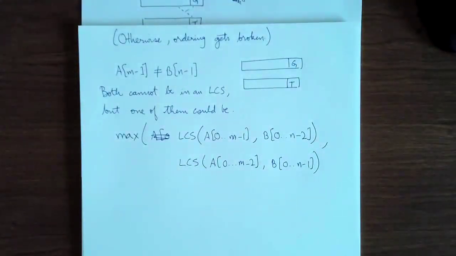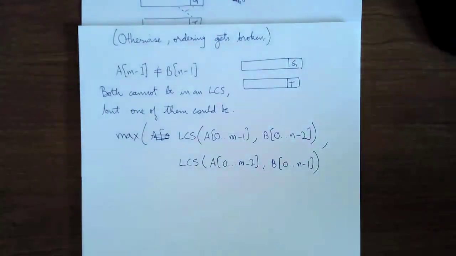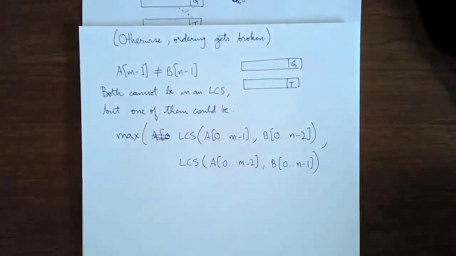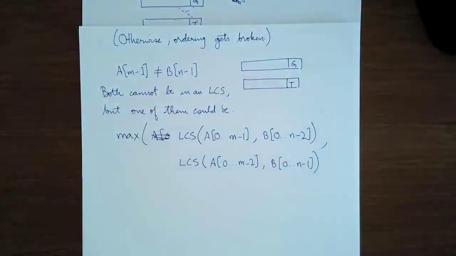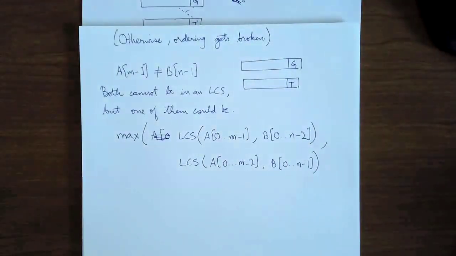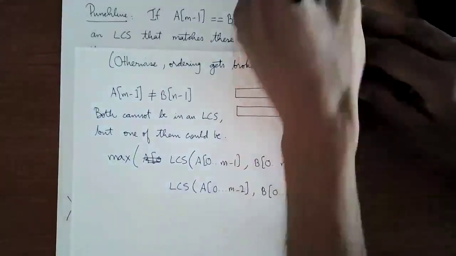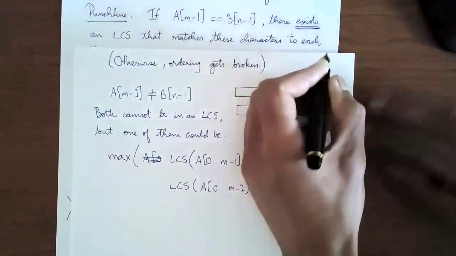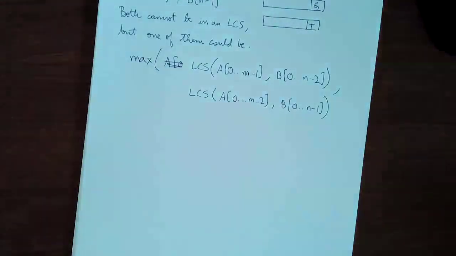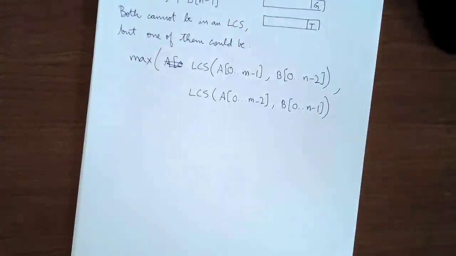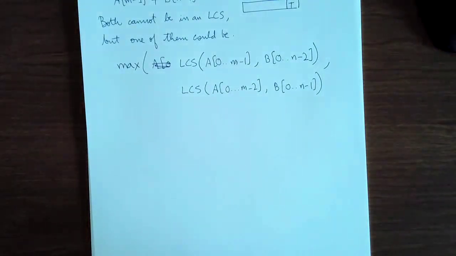Okay, is that clear? Questions? So that, when we put it all together, will give us our final recurrence. So actually, let me number the pages, 35, 36, 37, okay.